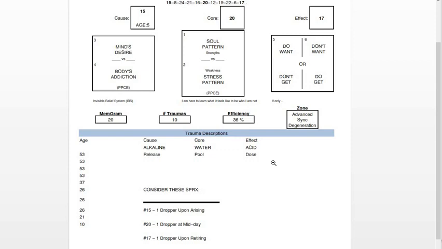So, notice your ages. These are the ages at which you experienced a recordable trauma. And a trauma is defined as an experience whereby you once again experience the same feelings that you did when you experienced your past cause up here.